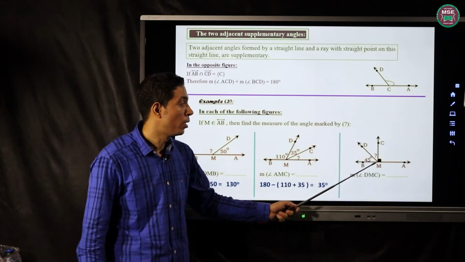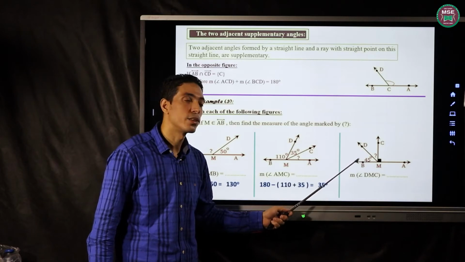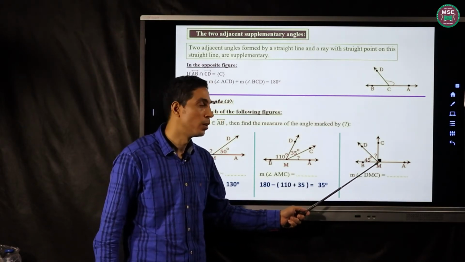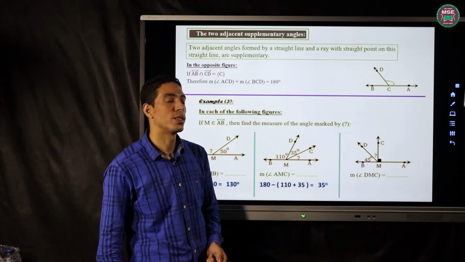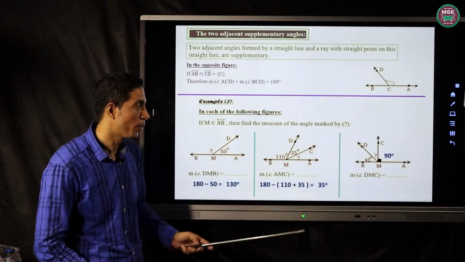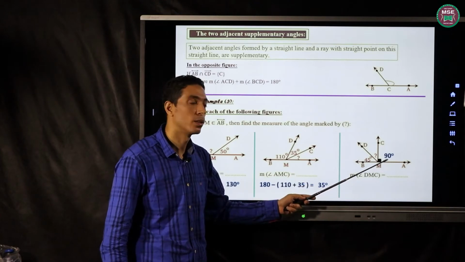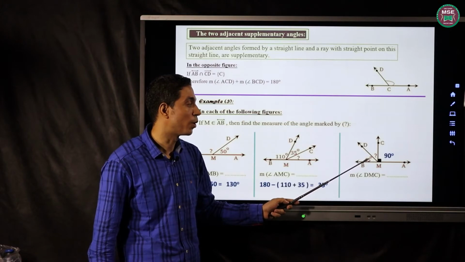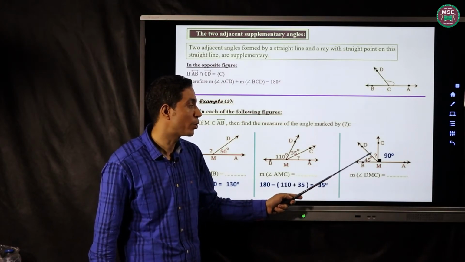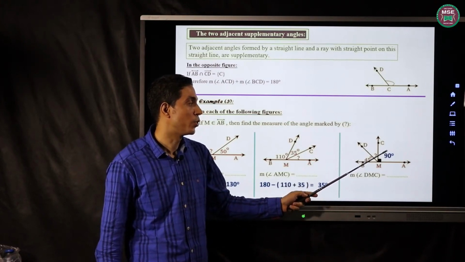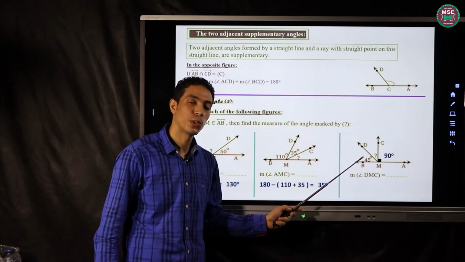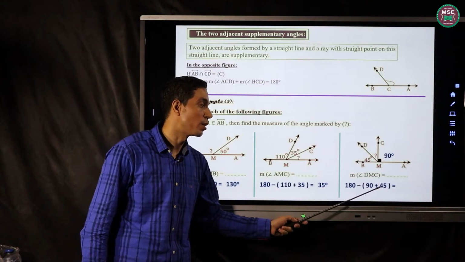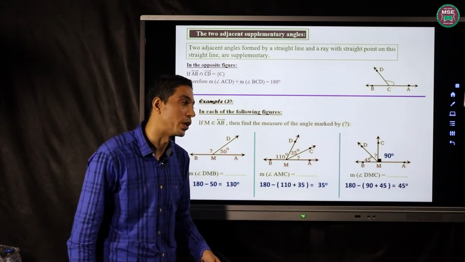Number 3, AB is a straight line, all these angles sum to 180. Because MC and MA are perpendicular, the measure of this angle equals 90 degrees. Two perpendicular lines make a right angle of 90 degrees. And the measure of angle BMD equals 45. He wants us to find the measure of angle DMC. Then we subtract 90 plus 45 from 180. The answer will equal 180 minus the sum of 90 and 45, which equals 45 degrees.